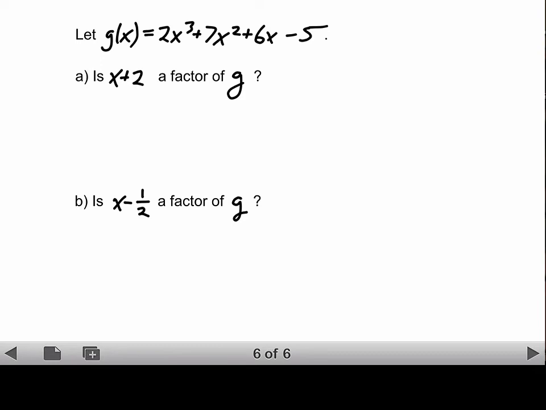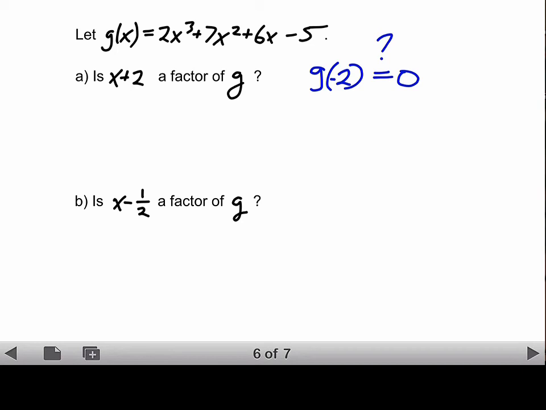Here we have a polynomial function. Let g of x equal 2x cubed plus 7x squared plus 6x minus 5. The question is, for part A, is x plus 2 a factor of g? It will be if g of negative 2, remember, we've got to change the sign there, turns out to be 0. That's the factor theorem.